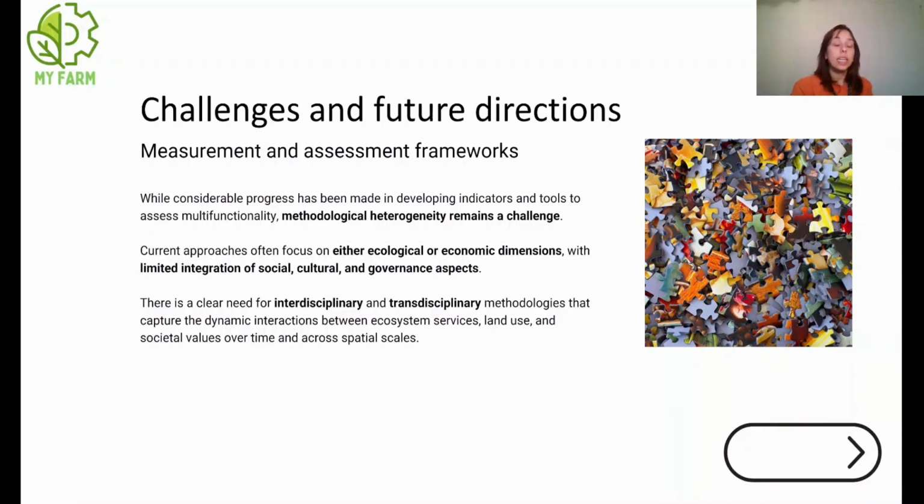This is crucial and would be really necessary to work on this issue. There is a clear need for interdisciplinary and transdisciplinary methodologies that capture the dynamic interactions between ecosystem services, land use, and societal values over time and across spatial scales.